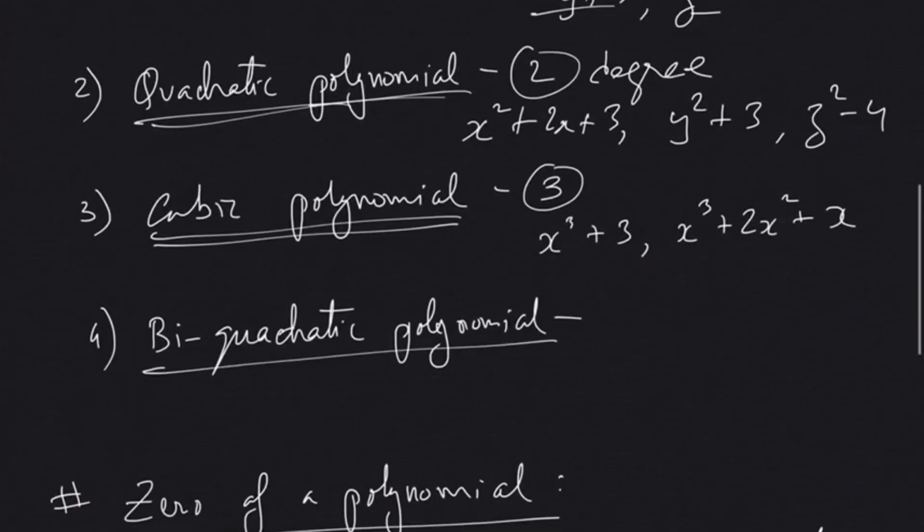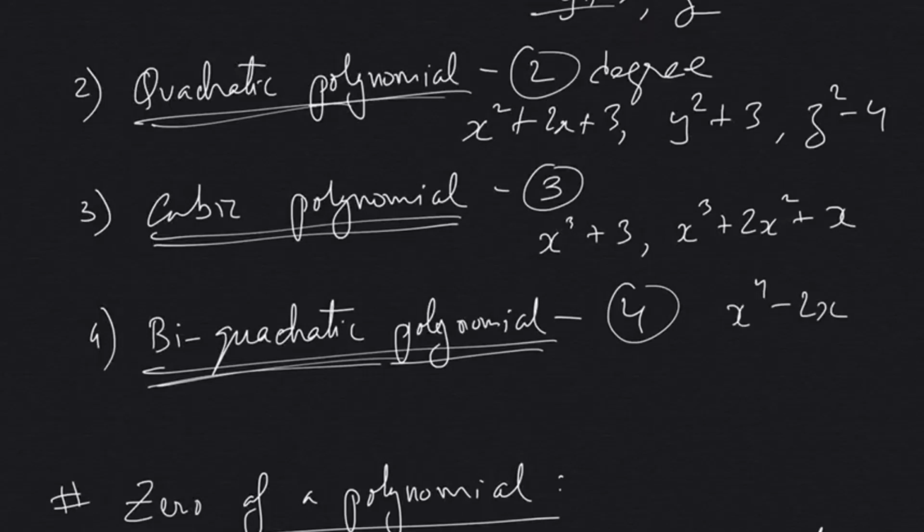Then we have the biquadratic polynomial when the degree is 4. That is, whenever the highest power in the given polynomial is 4, that polynomial can be considered a biquadratic polynomial. For example, x power 4 minus 2x, and y power 4 plus 3x cubed plus 3y cubed plus 2. Here, in both the polynomials, the highest power is 4, so these polynomials can be considered biquadratic polynomials. We also have one more polynomial, that is, constants.